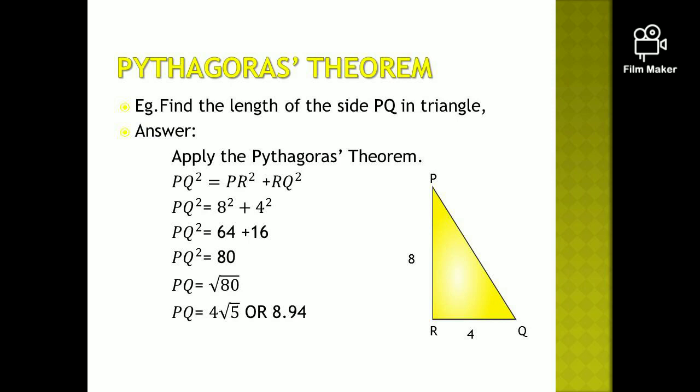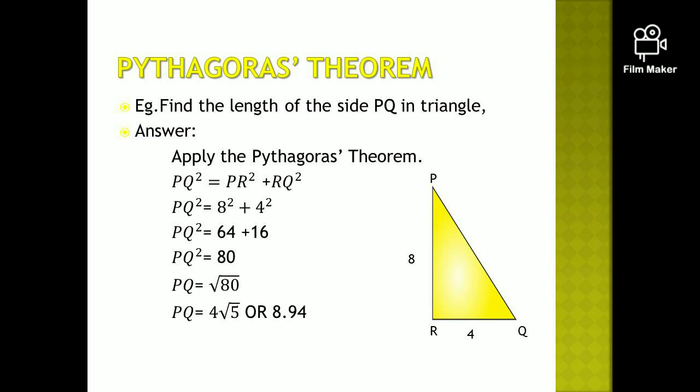Okay children, in this question also we need to find the length of PQ. Here, initially we have to understand whether this triangle is a right angle triangle. Yes, according to the diagram, it is a right angle triangle. With that, we need to identify the hypotenuse. The hypotenuse is the side opposite to the right angle, or the longer side. So in one way we can say it's the longer side as well. With that, we can understand that PQ is the hypotenuse.